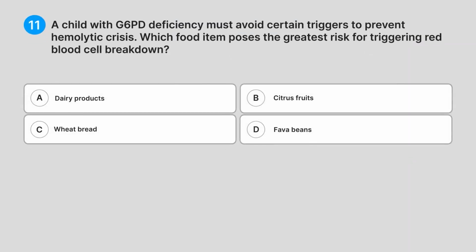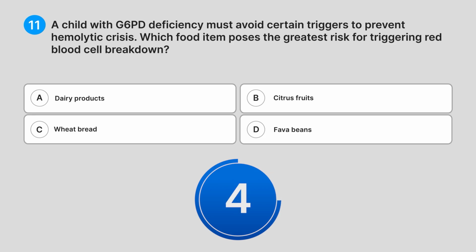11. A child with G6PD deficiency must avoid certain triggers to prevent hemolytic crisis. Which food item poses the greatest risk for triggering red blood cell breakdown? A. Dairy products. B. Citrus fruits. C. Wheat bread. D. Fava beans. Can you guess the answer?